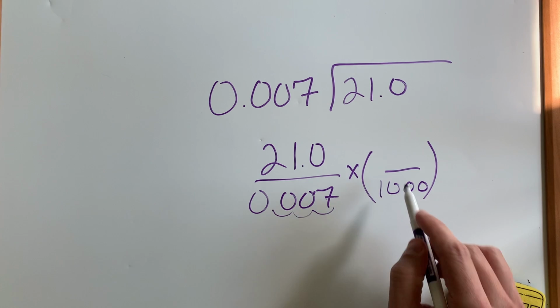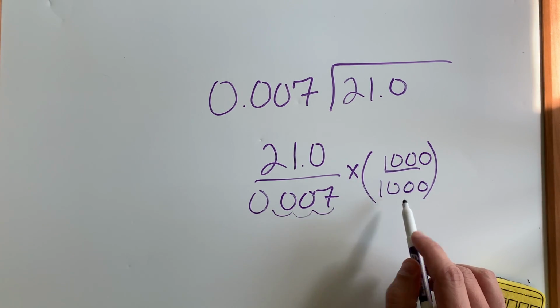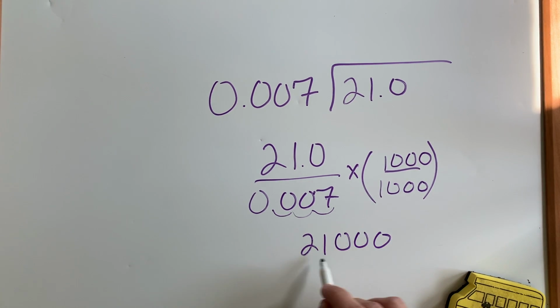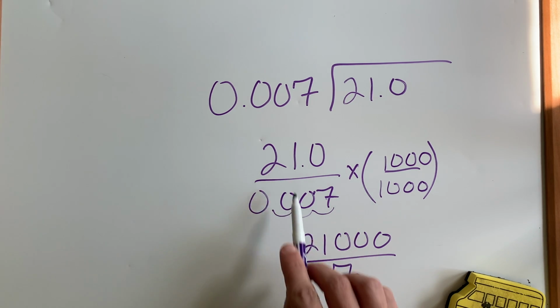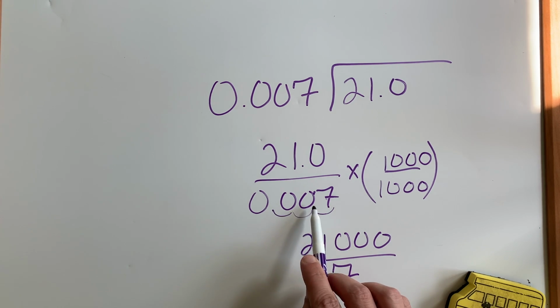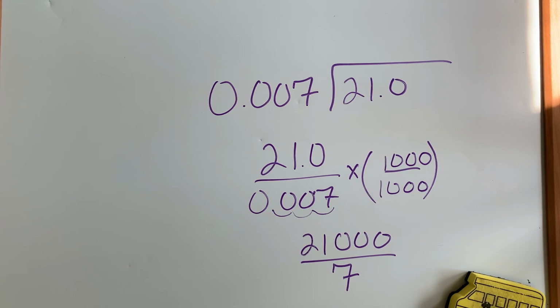That means I need to do the same on the top. This is a special 1, and so my answer is 21,000 divided by 7. I know this is a bigger set of numbers, but this is helpful if you run into these kinds of problems. You can see that what we did still works. You need to move both of them the same number of spaces. And here, the number of spaces that you move the decimal is the same as the number of zeros in your special one.